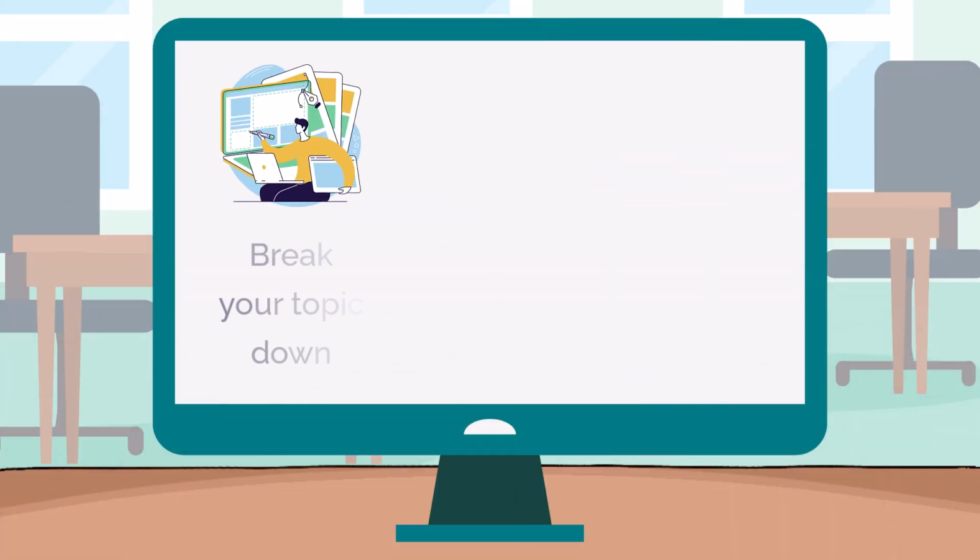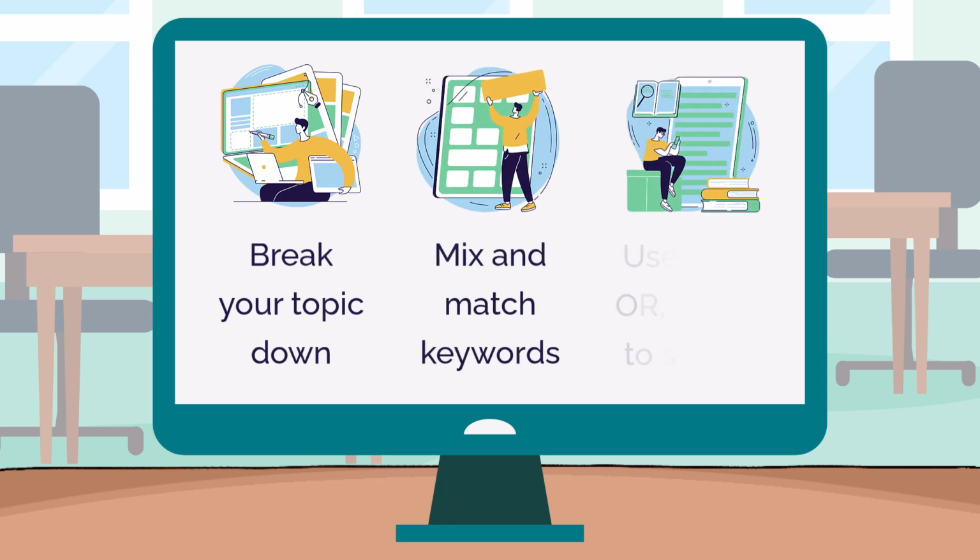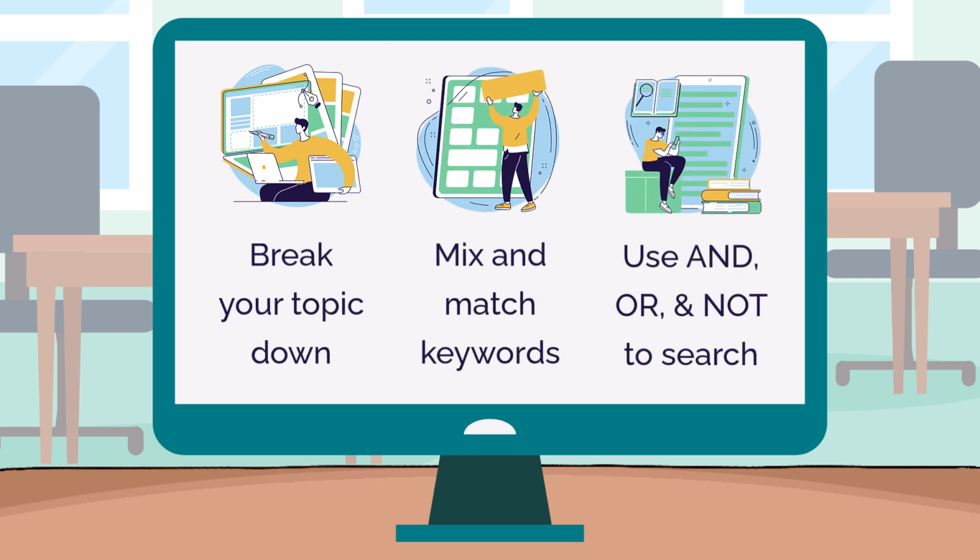So that's the basics. Break your topic down, mix and match your keywords, and use and, or, not to control your search. It might take a few tries to get the right strategy, but that's all part of the process. Smarter keywords mean better results and less time scrolling.